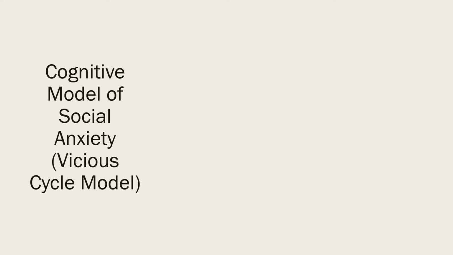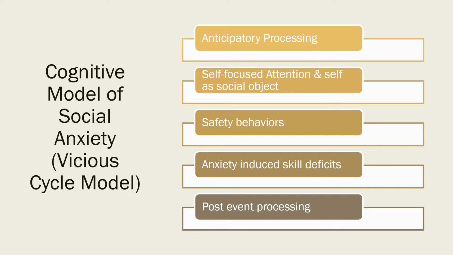So the cognitive model of social anxiety includes anticipatory processing, self-focused attention, and self as social object, safety behaviors, which are similar to what I talked about in generalized anxiety disorder, anxiety-induced skill deficits, and post-event processing.